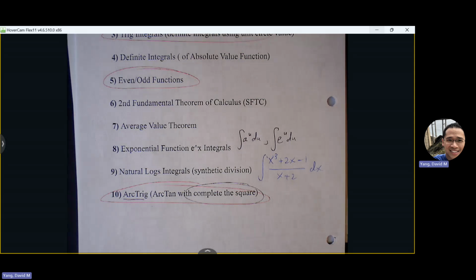Any questions about your test tomorrow? Okay, so be sure to look over your notes, be sure to look over your worksheets, be sure to review your derivative and integral rules. Okay. All right, come get your phones.